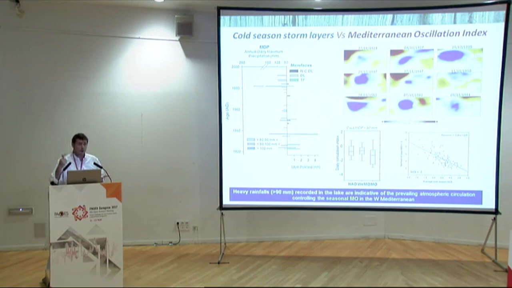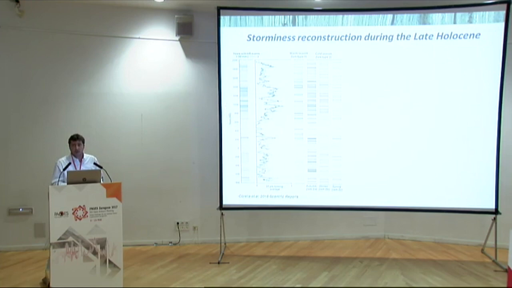Well, once we've calibrated the record, we know the varve sediment dynamics, we know the detrital microfacies, and we understand the climatic teleconnection patterns, we can start with the storminess reconstruction during the late Holocene. And this is what you can see here. So this is the last 3,000 years. The gray layers are precipitation over 80 millimeters. Black layers are precipitation over 90 millimeters. This is the running average of both. And in colors, we have the seasonality: the warm season heavy rainfall, autumn precipitation, winter precipitation, and spring precipitation.